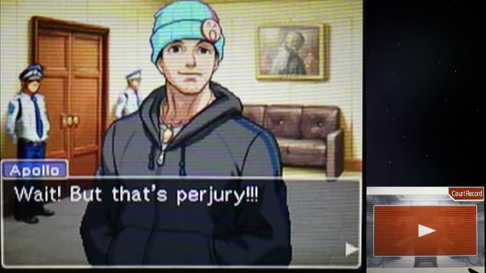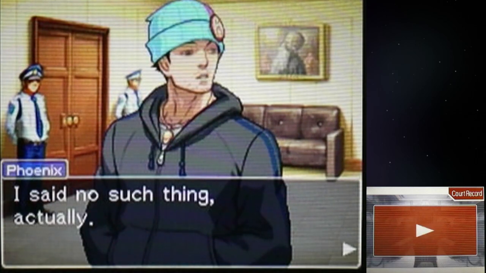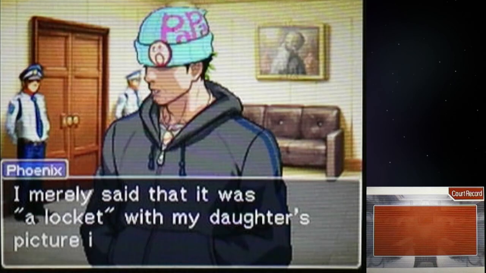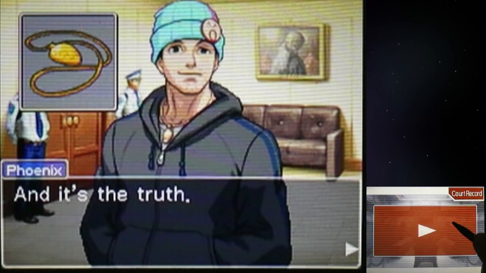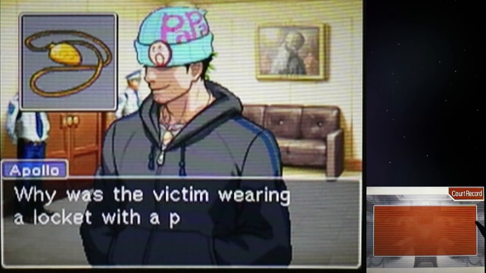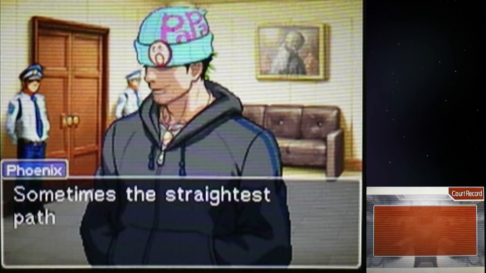Wait, but that's perjury! You testified. You said that locket was yours. I said no such thing, actually. Huh? I merely said that it was a locket with my daughter's picture inside. A subtle distinction, but a distinction nonetheless. And it's true. Wait, but then why? Why was the victim wearing a locket with a picture of your daughter inside it?